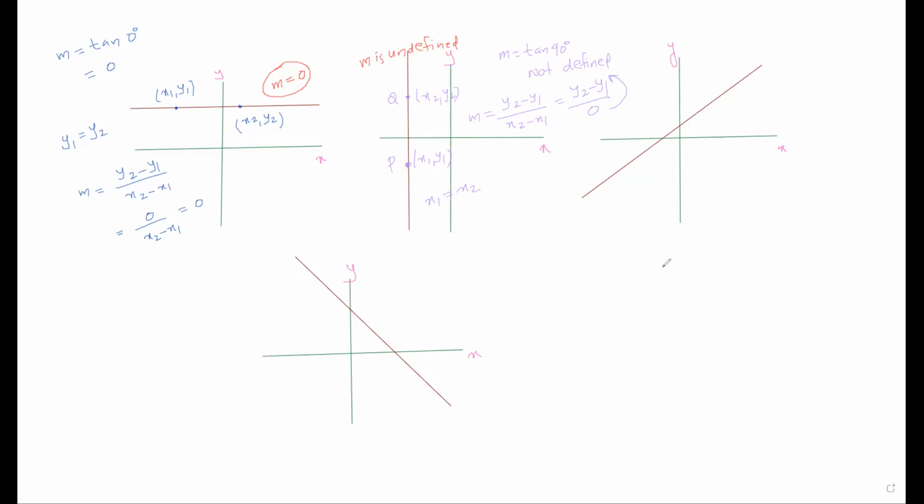Now what about the third case? What can you say about the slope? The slope exists, okay? Look, this is theta, right? Here is the theta, isn't it? Slope is equal to tan theta.